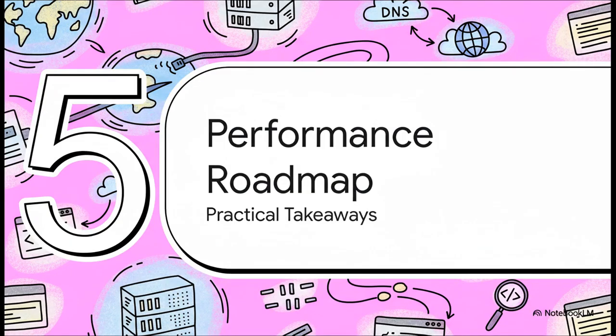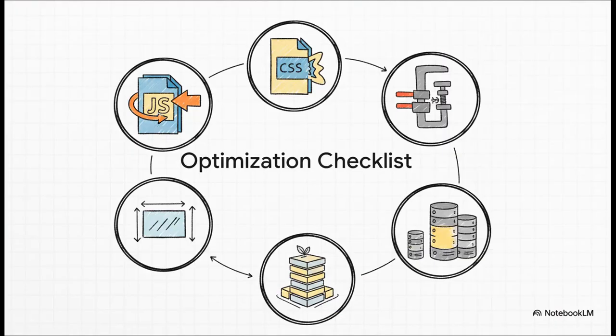So we've traced the entire journey, all the way from a physical wire under the ocean to the final pixels on a screen. Now, let's bring it all back to your roadmap as a developer. How does knowing all of this actually help you build better, faster applications? Here are the key takeaways, your optimization checklist.